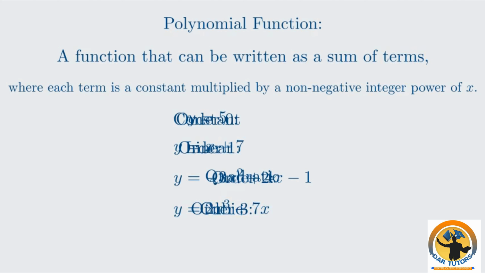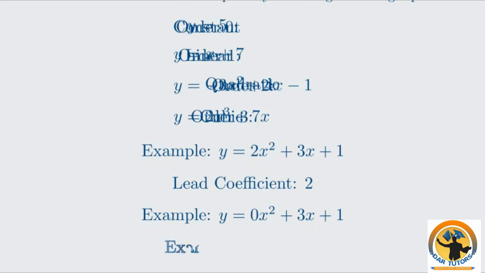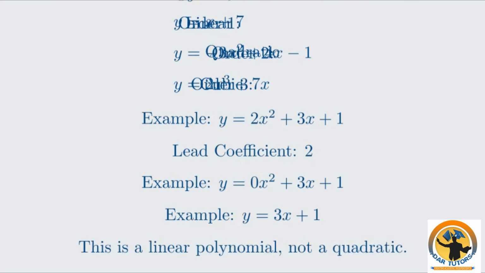It's a crucial rule that the lead coefficient can never be 0, because if it were, the polynomial would actually be of a lower order. For instance, in the quadratic y equals 2x squared plus 3x plus 1, the lead coefficient is 2. If it were 0, the x squared term would vanish, and we'd be left with a linear polynomial, not a quadratic. Now, let's look at how to perform operations with polynomials.